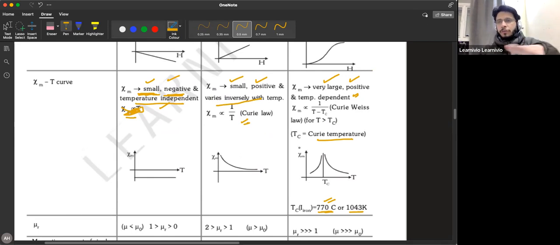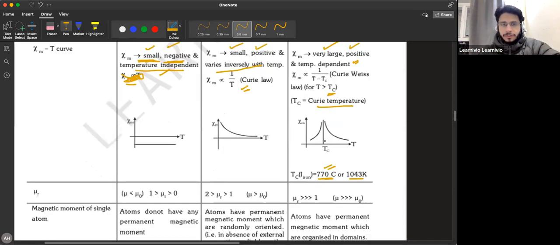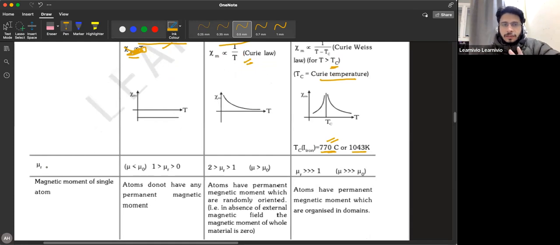No, it's independent of temperature. What happens with paramagnetic? The magnetic behavior decreases. What happens with ferromagnetic? Magnetic material decreases. At a temperature which is known as Curie temperature, the ferromagnetic gets converted into paramagnetic. Next, you can ask about mu r.